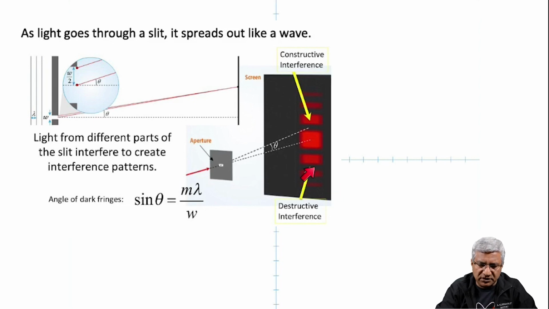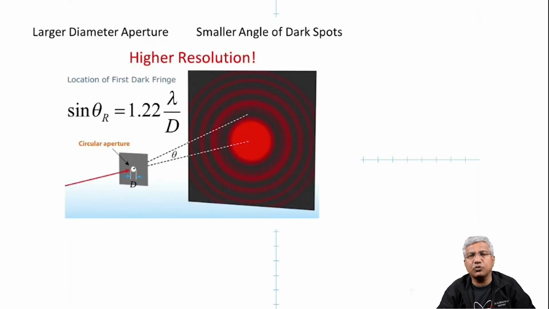So where you have darkness, it's destructive interference, and where you have brightness, it's constructive. And here the wavelength used is the wavelength of red. That's why everything is red. So we're talking about a single wavelength here. And this leads us to, what if the slit is not rectangular, but if it's circular? If it's circular, you got to factor in 1.22. See that? That's how the 1.22 came in, because it's a circular aperture.